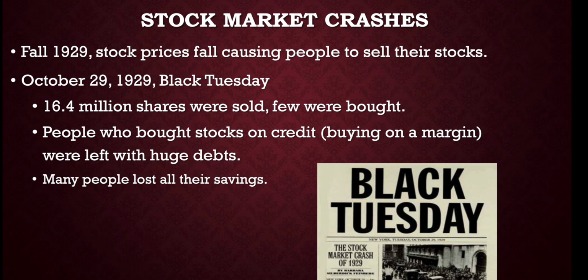People who did buy stocks were buying stocks on credit, so buying on margin, and they were left with these massive debts because the values of their stocks just plummeted. And many people on October 29th, 1929 lost all their savings. There were literally people that woke up on October 29th as multimillionaires and went to bed that evening without a dime to their name because they lost so much money in the stock market crash.